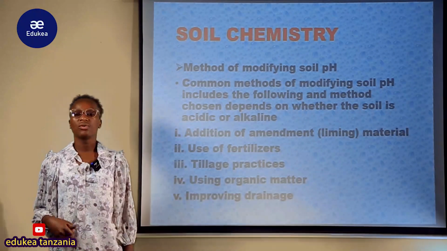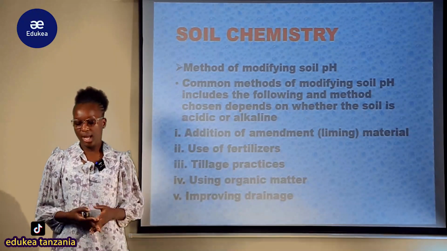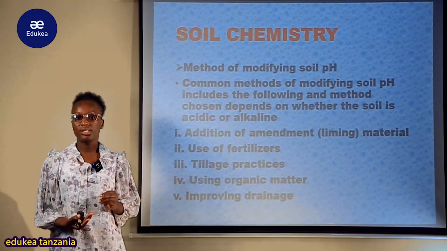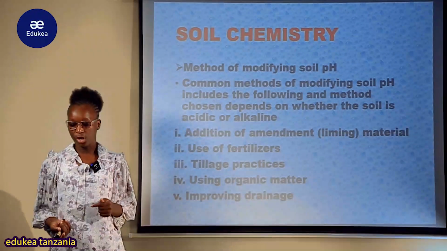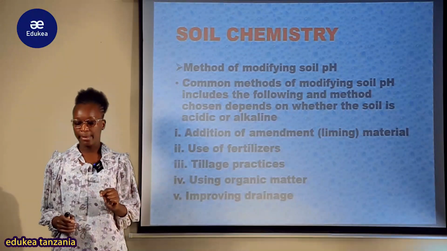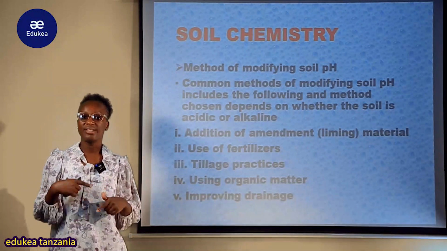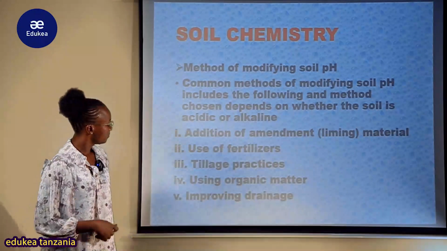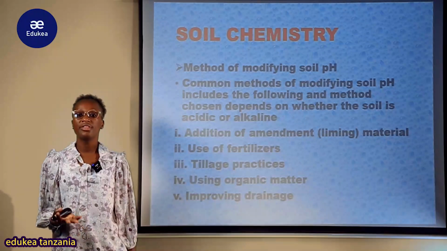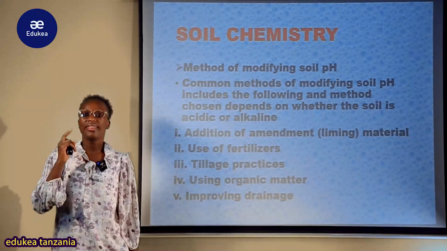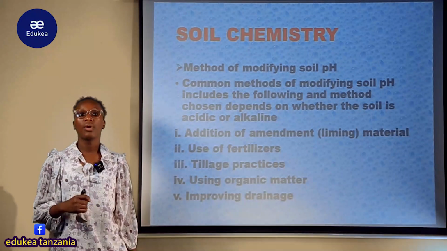Kwamba tunafanya amendment. These liming materials, obviously my students, word note. As we proceed, tutakuja kuona what is liming material and so forth. So tunafanya addition ya hii liming material ili kuweza kufanya nini? Modification or kuadjust ile soil pH. Another is use of fertilizer, but also tunaweza tukatumia mbolea. Tuliona kwamba most of the fertilizers are acidic, but also there is a fertilizer which is calcium nitrate ambayo inakuwa in base form.